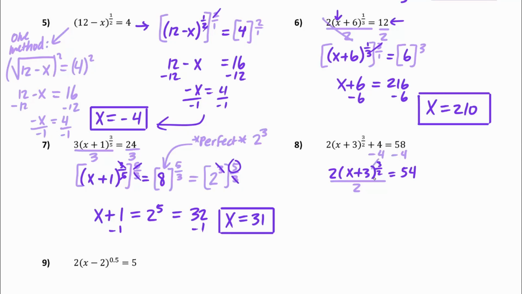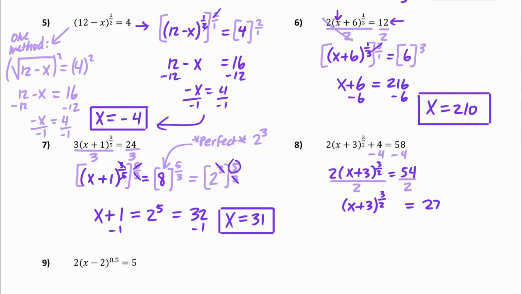And that's mainly because the exponent is the one who controls the group. Exponents are really powerful. Multiplying is not as powerful. So the way to undo multiplying is with division. That's what you want to do to isolate that group, x plus 3 to the 3 over 2 power, and leave a little space for our brackets in a second. 54 divided by 2, that's 27.